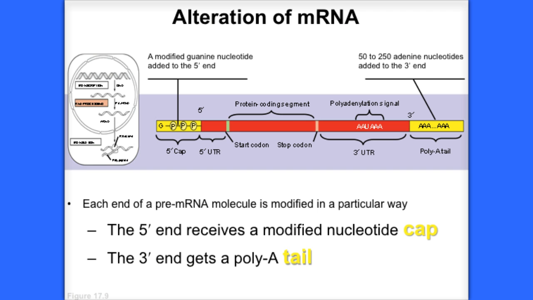mRNA would have a cap and a tail, at the initial end and the terminal end, and the cap and tail are very important for mRNA. Can you tell me why it is so important?